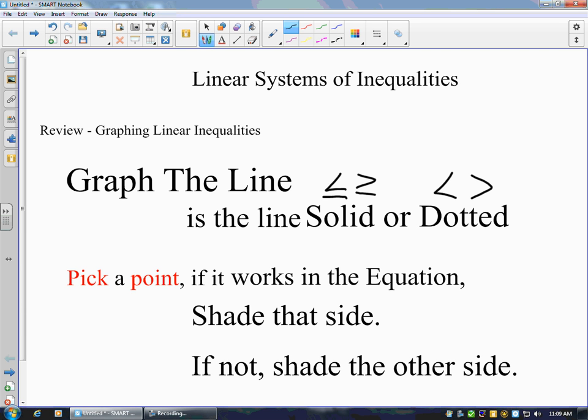After you graph the line, pick a point that's not on the line. Pick a point off to the side and plug it into the equation. If it works, shade that side. If it doesn't work, shade the other side. Okay, this is going to be real important in today's assignment because we're going to do basically this twice.